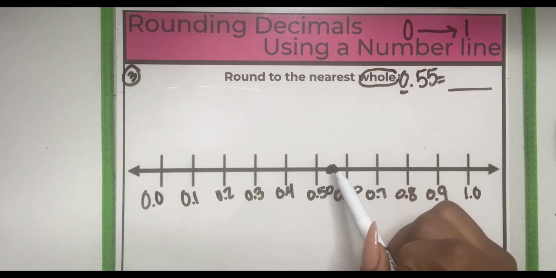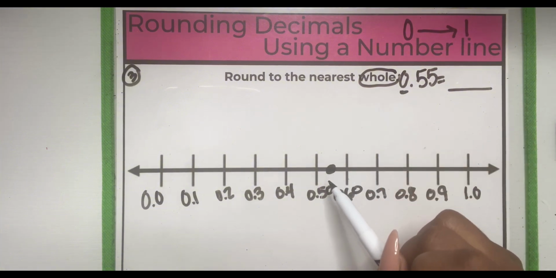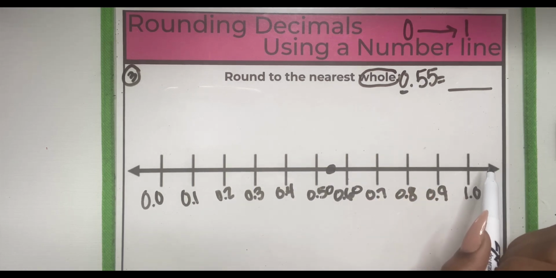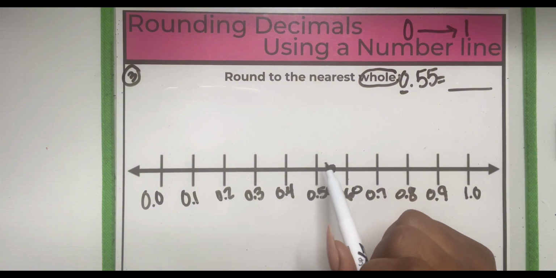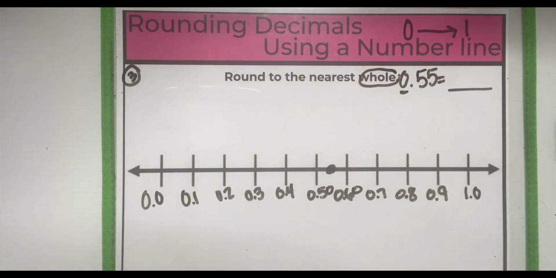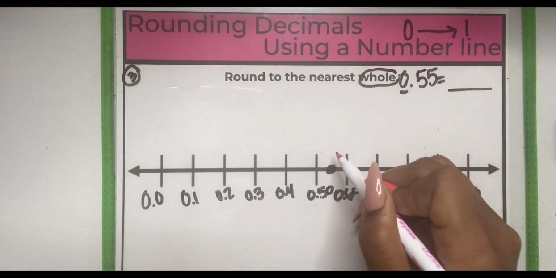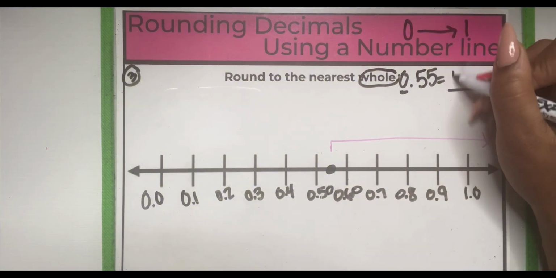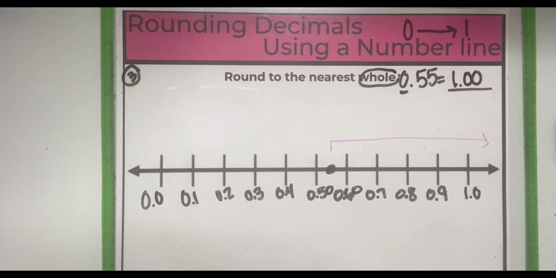Now, looking at where we placed our point, our dot, will it cause 0.55 to round up to 1, or will 0.55 round down to 0? If you said 0.55 would round up to 1 whole, you are correct. All right, very good. This was our last example.